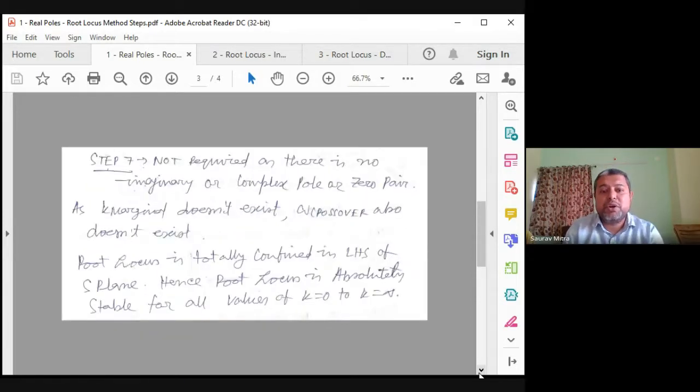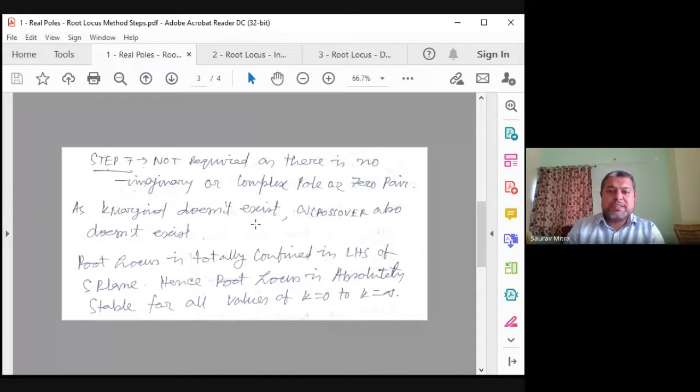So step 7 is not required. I have explained already, step 7 is not required, as there is no imaginary or complex pole or complex zero pair, as k marginal does not exist. Omega crossover also does not exist. So this step 7 statement is different, and as k marginal does not exist, this is a different statement.